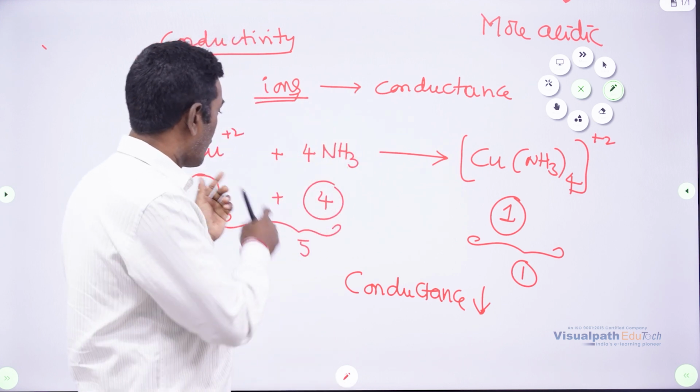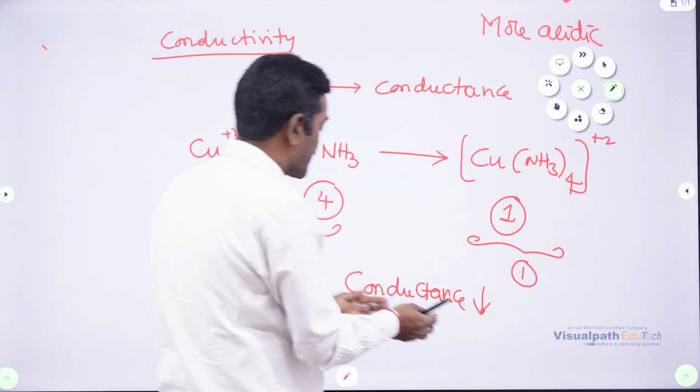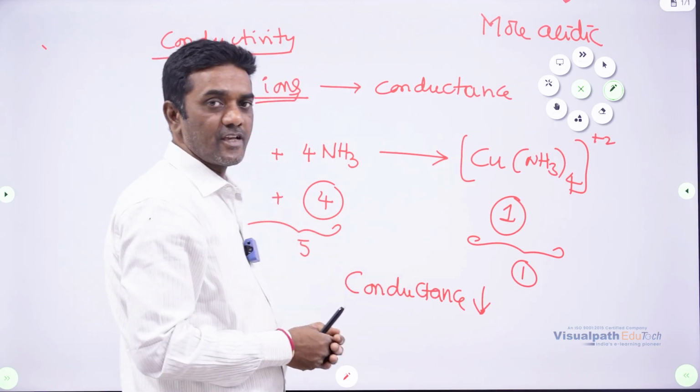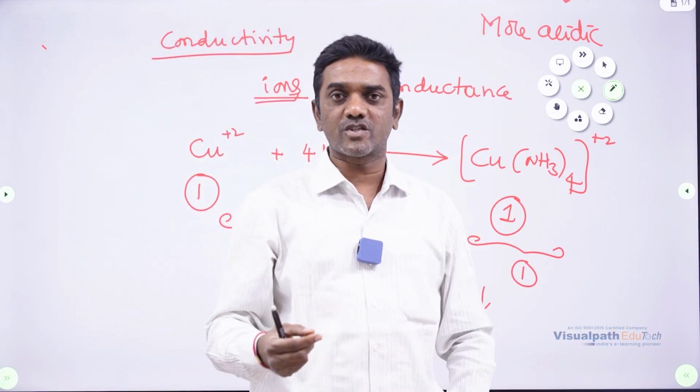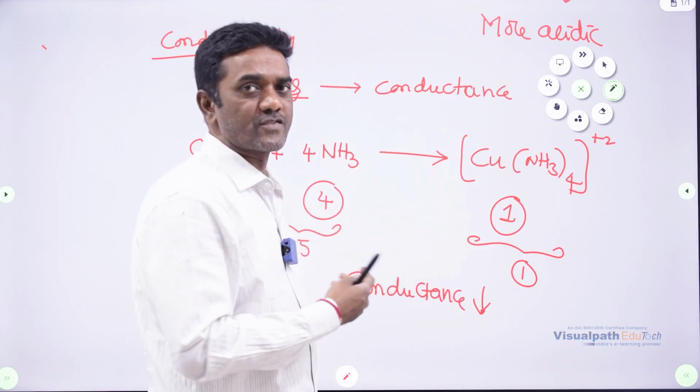Here we can see once after forming complex, the number of ions is getting decreased and so the conductance is decreasing. So the decreasing conductance is giving the information of the complex formation. Here it is very clear that a complex is formed.